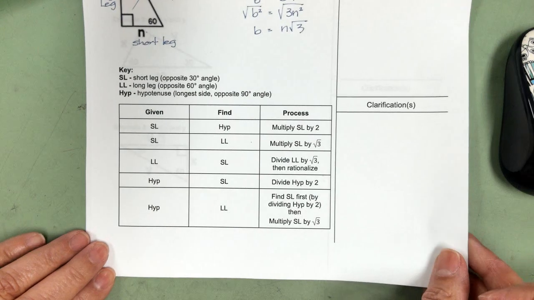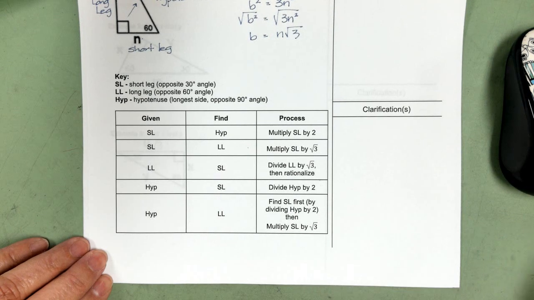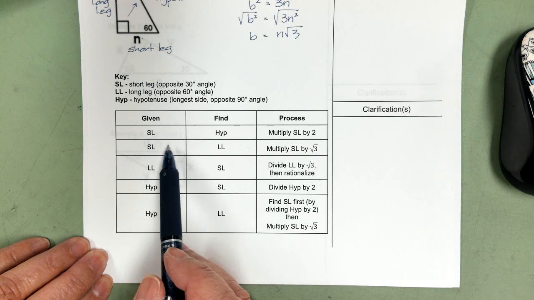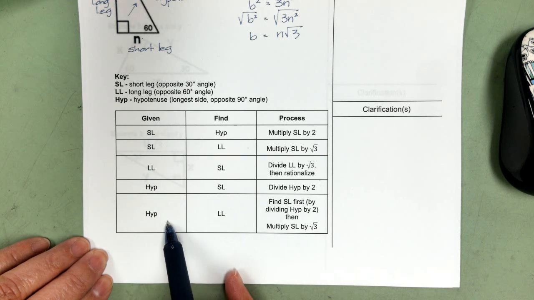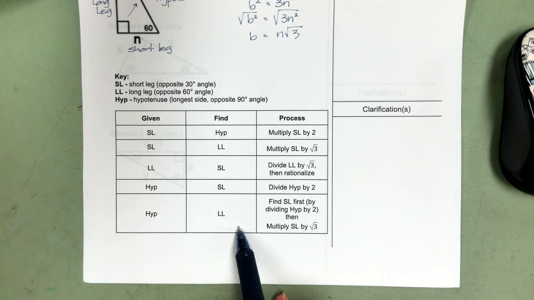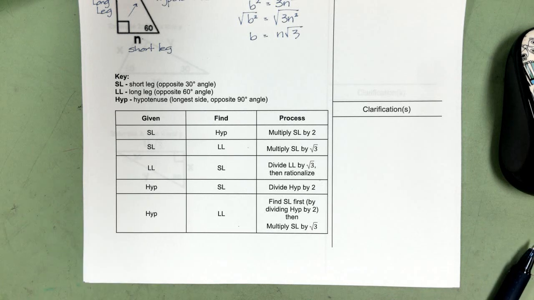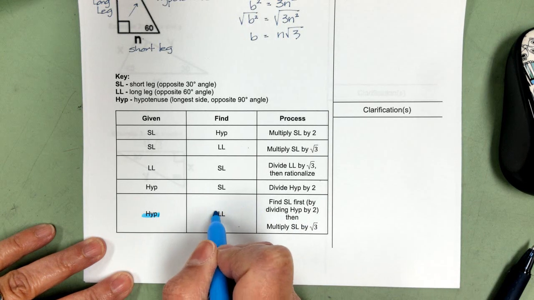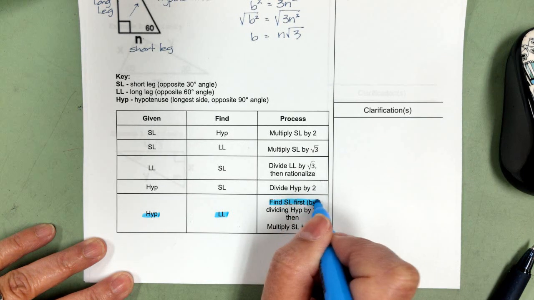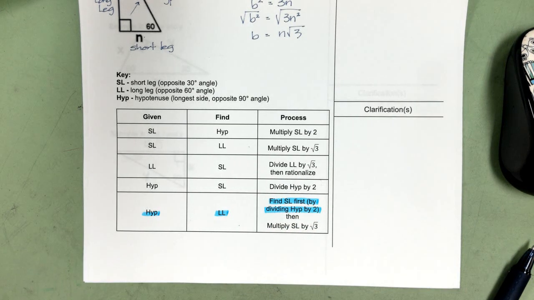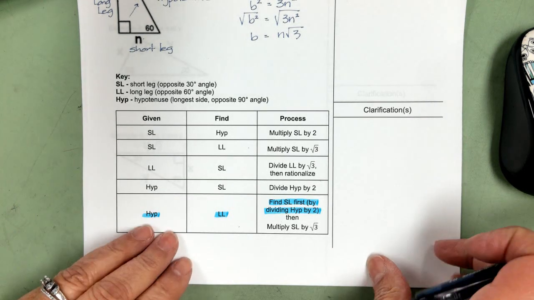So here we have a table that gives you a quick reference as far as how to find sides. These are the sides that you're given: short leg, long leg, hypotenuse, and this is the side that you're looking for. Now, one thing I want to point out to you is right here. If you know the hypotenuse and you want to find the long leg, find the short leg first. That will make it a lot easier for your calculations.